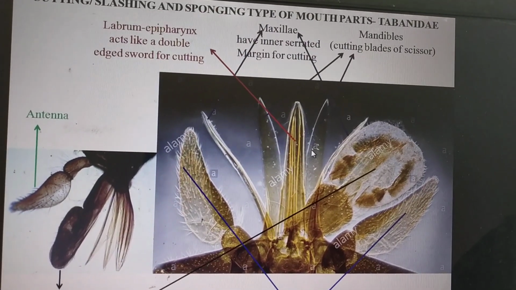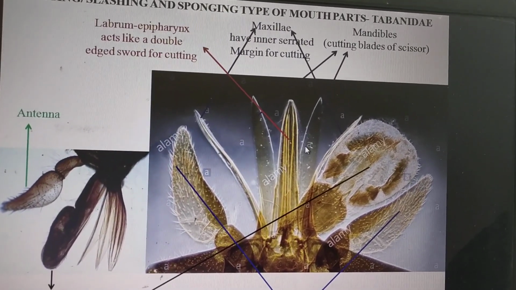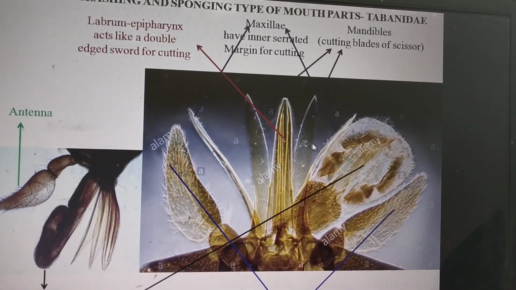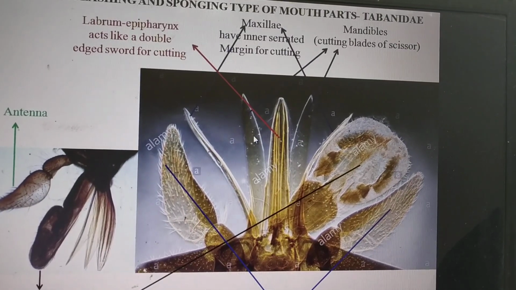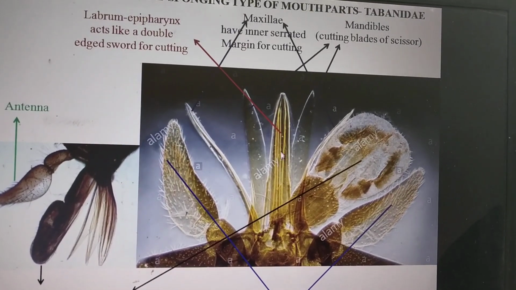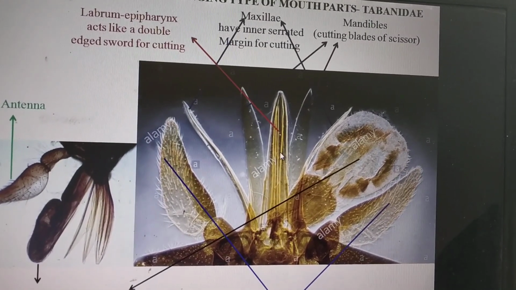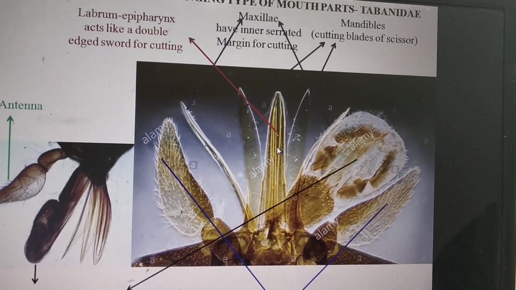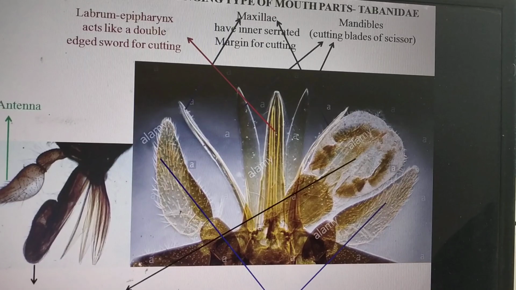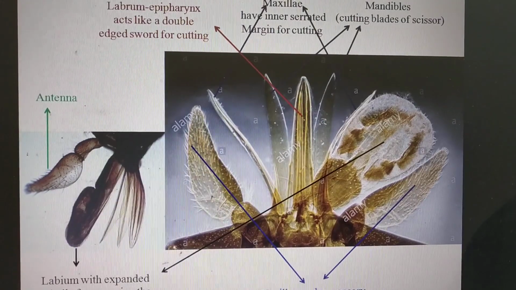Now these two blade-like structures, you can see, are like the two blades of a scissor. These two blade-like structures are nothing but the mandibles. Now this central structure is like a double-edged blade, a double-edged sword, also meant for cutting. This is the labrum-epipharynx. So two maxillae, two mandibles, and one labrum-epipharynx form the cutting blades.